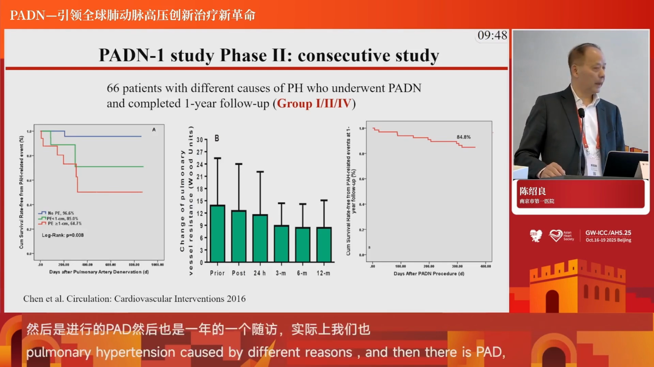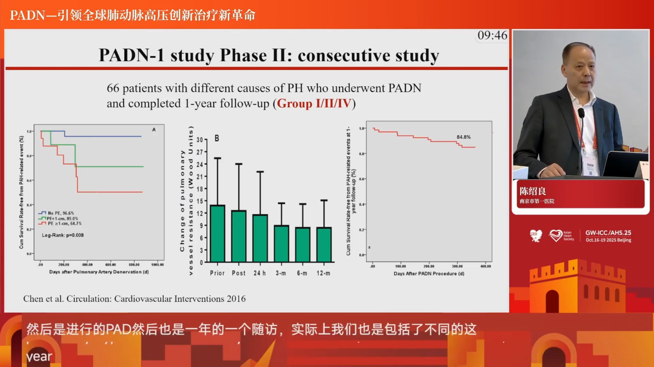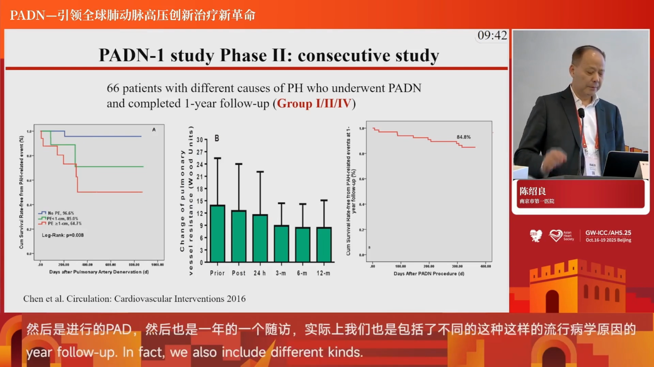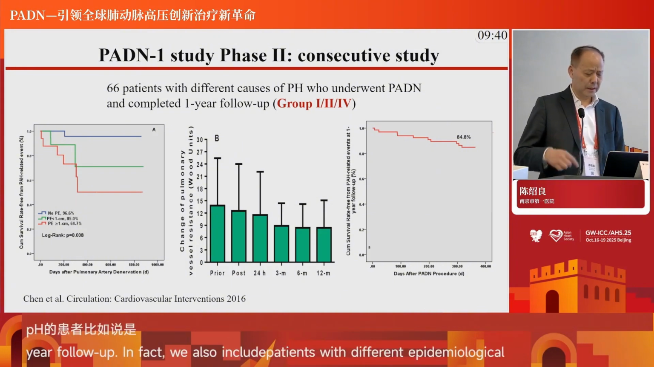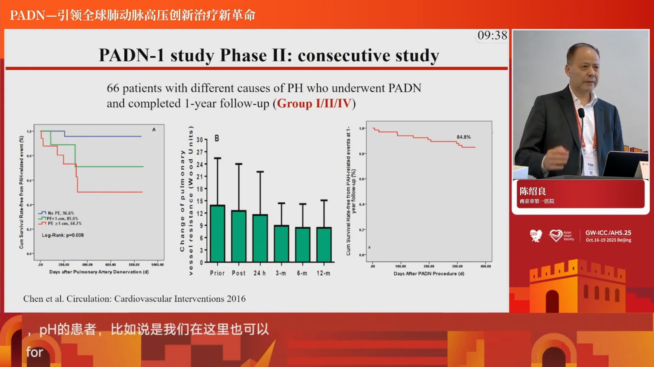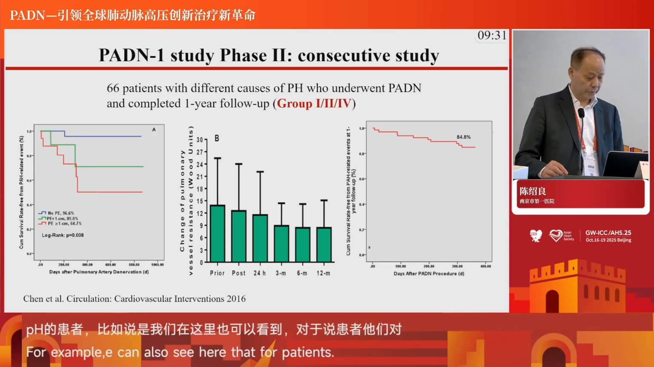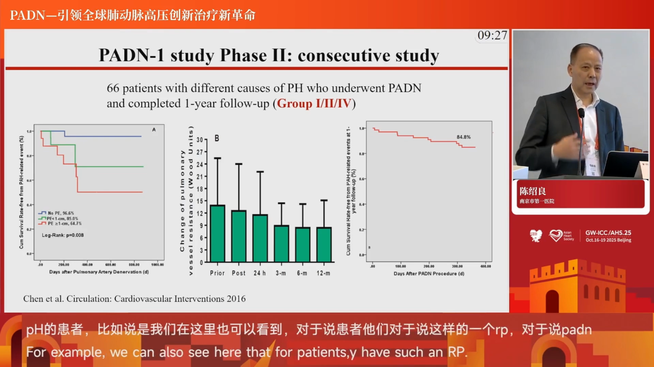From the left panel, you can see that if the baseline pericardial effusion is greater than 10 millimeters, it is a very strong signal to predict non-response. We got some knowledge from renal denervation, but PADN is totally different from that procedure too. So this is the first trial to tell us how to carefully select the patient before the PADN procedure.